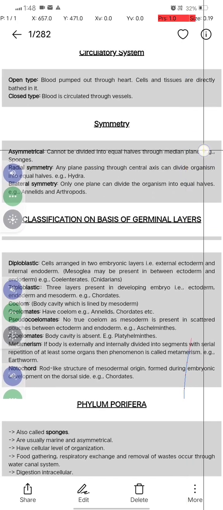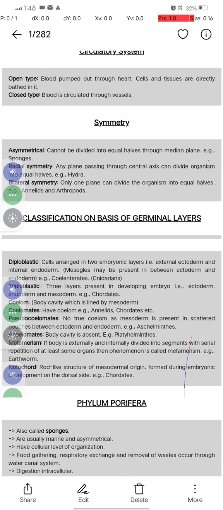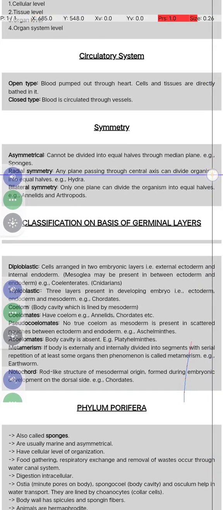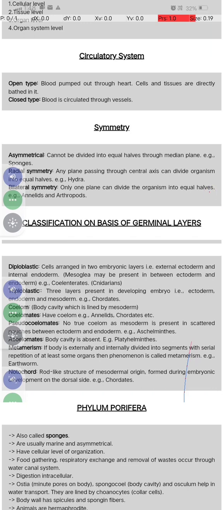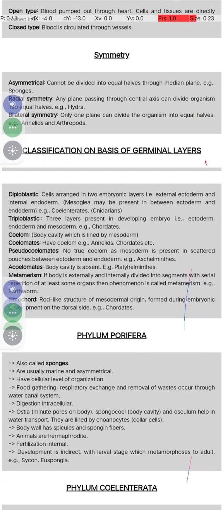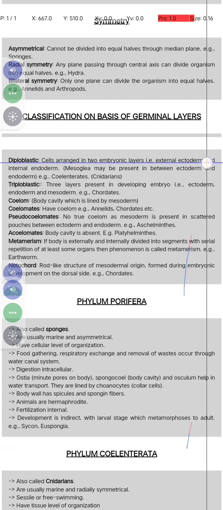Asymmetrical cannot be divided into equal halves, for example sponges. Radial symmetry: any plane passing through the central axis can divide the organism into equal halves, for example Hydra. Bilateral: only one plane can divide the organism into equal halves. Example, Annelida and Arthropoda.